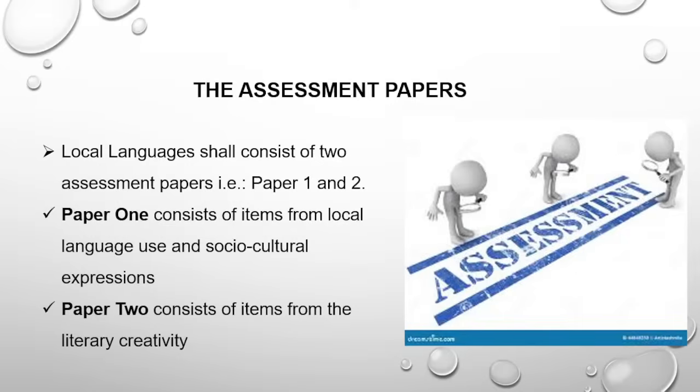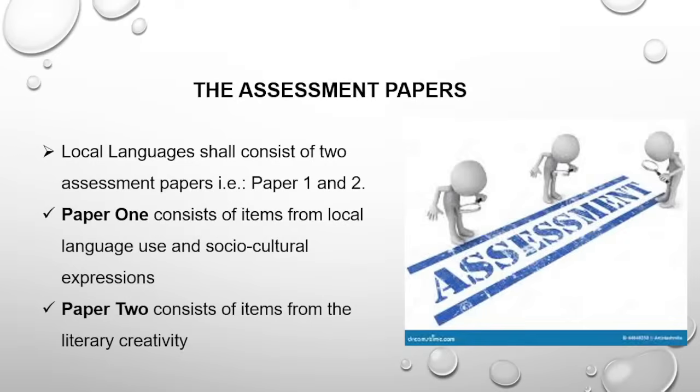So, the assessment papers for local languages. The local languages shall consist of 2 assessment papers. We shall have paper 1 and paper 2. Previously in the old curriculum we had 3 papers, but this time we have reduced to 2 papers. Paper 1 consists of items from local language use and social cultural expressions.